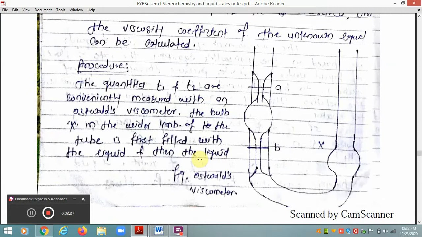This is very simple. And what is the procedure here? This is the figure that indicates the Ostwald viscometer. This is one arm, this is the other arm, and there is one bulb, and this bulb has the capillary, and there are two marks, mark A and mark B, and we are going to record the flow time of the liquid from mark A to mark B, and the quantities T1 and T2 are conveniently measured with the help of the Ostwald viscometer.